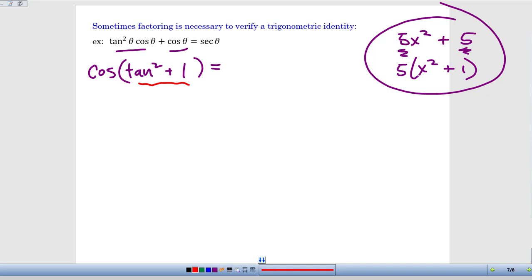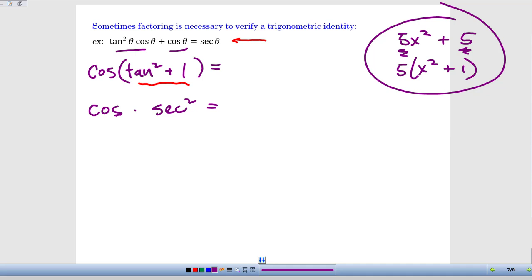This is also a place where we can look to see where we are headed. We're trying to end up with a secant eventually. Cosine is connected to secant because it's the reciprocal of secant. But that tangent squared plus 1 is somehow going to need to turn into cosine or secant. And indeed, tangent squared plus 1 is secant squared. So we can make that substitution. So I've got cosine times secant squared. So I at least now have my secant appearing in this left-hand side that I need to end up with.